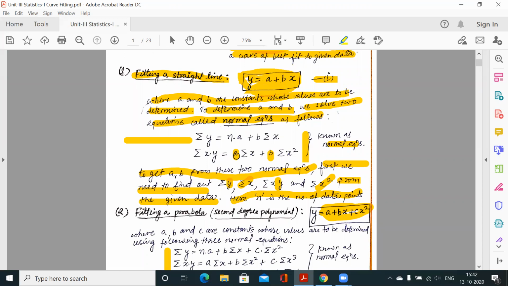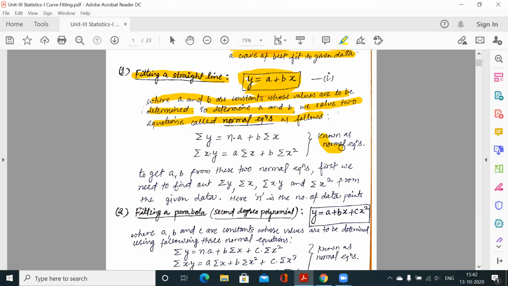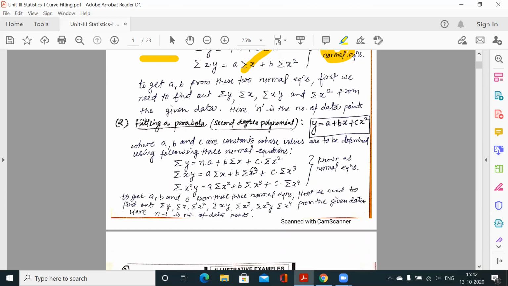So for now, I assume that you remember these normal equations. Don't worry about how to get them. We will discuss the process to get the normal equation for any curve just after doing some questions. So for now, you consider that these are the two normal equations. Here we have two arbitrary constants, so there would be two normal equations. In this next case, we have three arbitrary constants a, b, c, so we would have three normal equations.